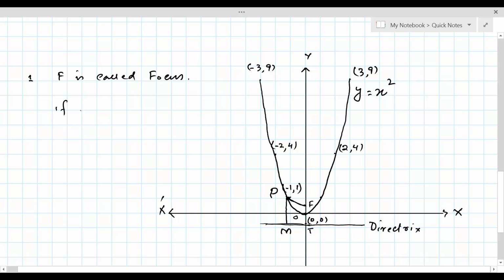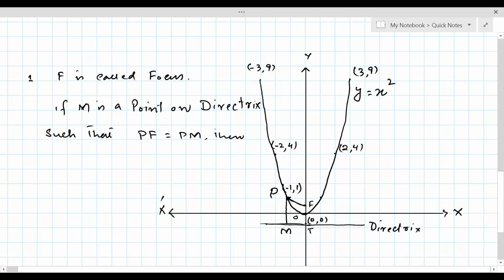If M is a point on the directrix, such that PF is the same as PM, then F is called the focus of the parabola.